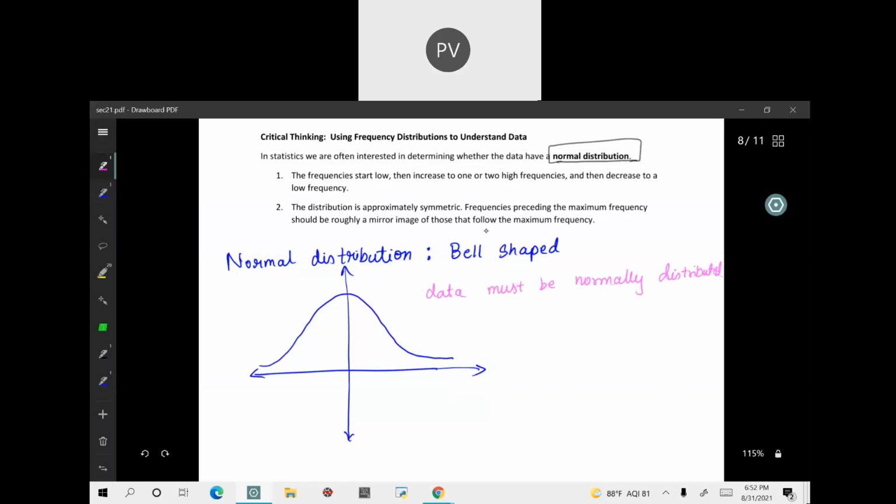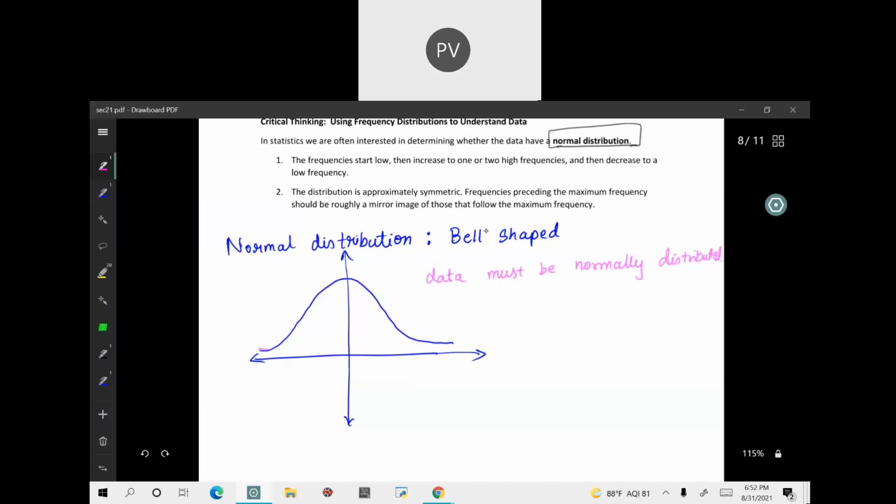Remember, the data should increase up to a certain maximum point and then it has to decrease and go back to the same lowest point. This is the lowest point and this is the maximum point. If that happens, we say that data is normally distributed. Observe that the curve of this graph and this graph is symmetric. It has to be symmetric in case of normally distributed.